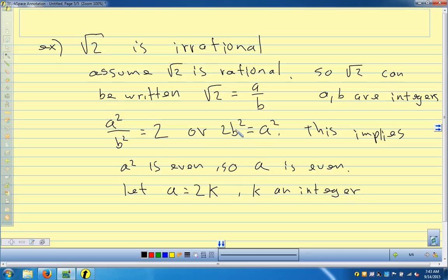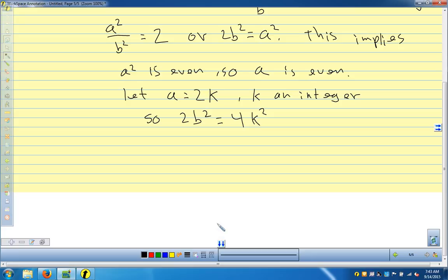So going back up here, I get 2b squared equals 4k squared, just substituting 2k in here for a. And that says b squared equals 2k squared. Well, what does that say about b? B has to be even.